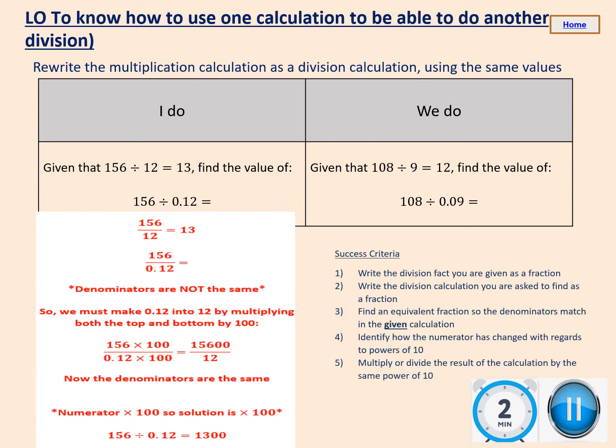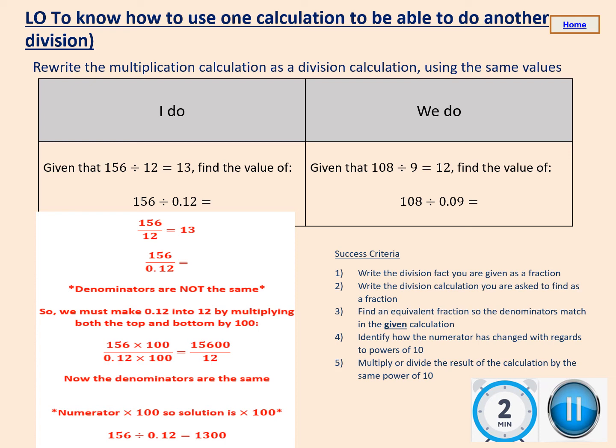Okay, so let's do the same again. We've got 156 divided by 12 equals 13. So we put them in numerator and denominator like a fraction. So we've got 156 divided by 0.12. The denominators are not the same. So we must make 0.12 into 12 by multiplying both the top and the bottom by 100.